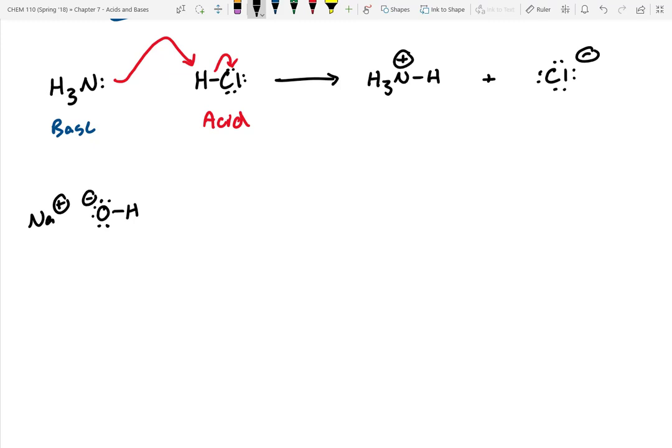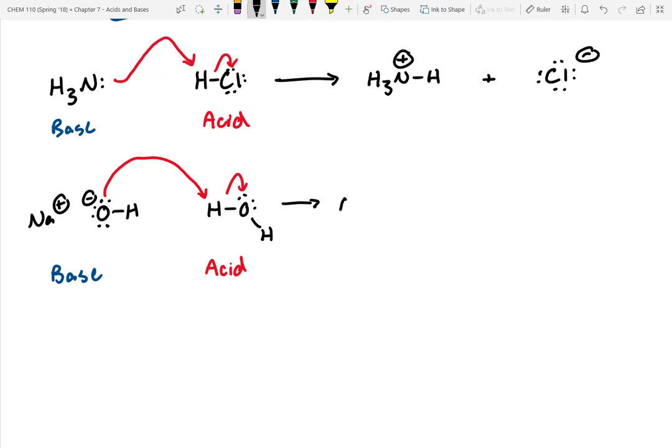And then if you react sodium hydroxide with water, water must be our acid. You always have to have this complementary pairing. Only one thing can be the base, and then the other thing must be the acid. Okay, so the base, just like up above, is going to try to steal a proton from the acid. So it's going to reach over here, grab this proton, and then give electrons that were in that bond back to the oxygen.